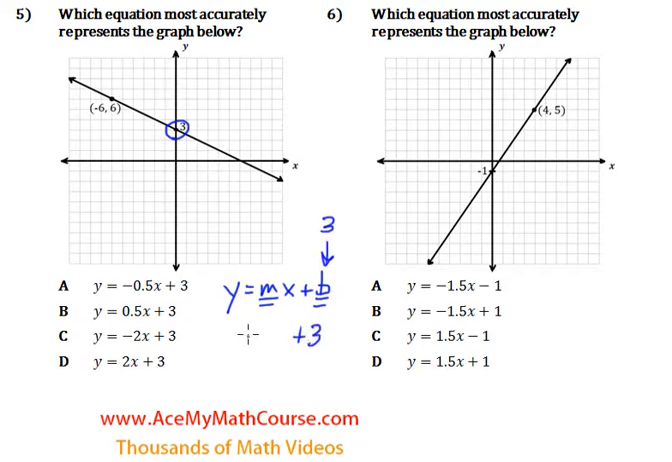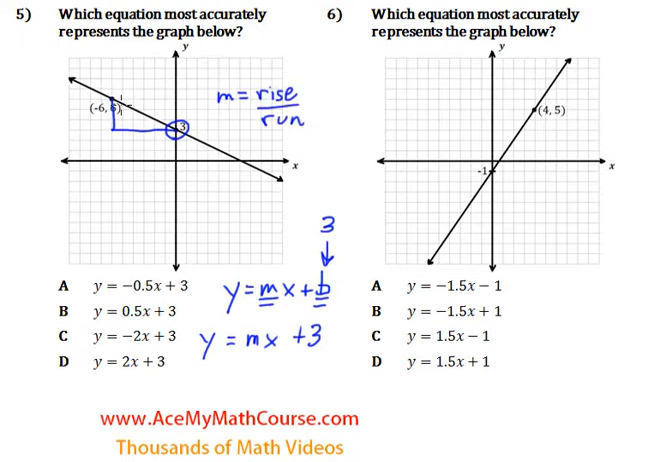But I don't know the slope, do I? No, I don't. Not yet. And the slope is m. How can we determine it? Well, we could use the slope formula, but instead, here's what I'm going to do. I'm just going to visually find the rise over the run, because the slope is just rise over run.